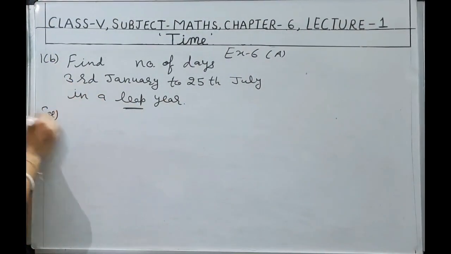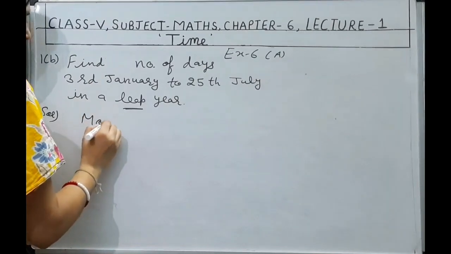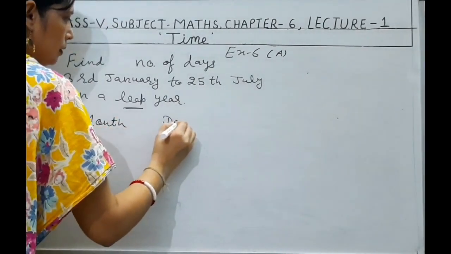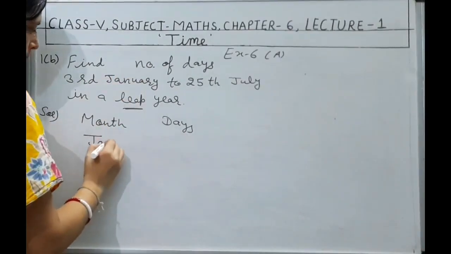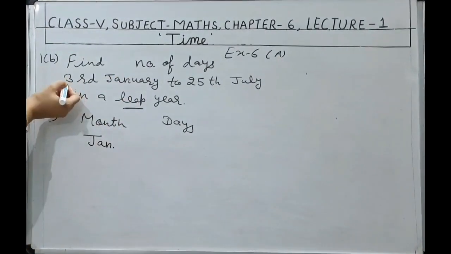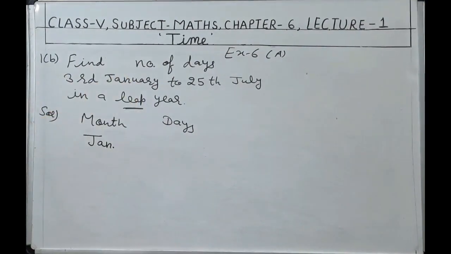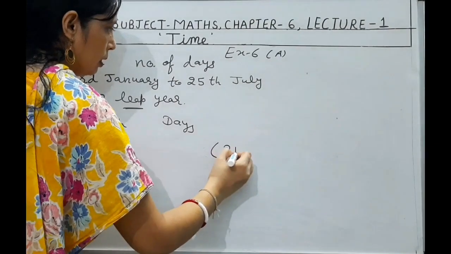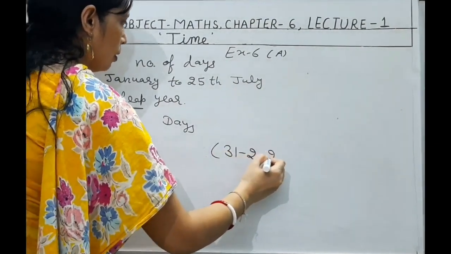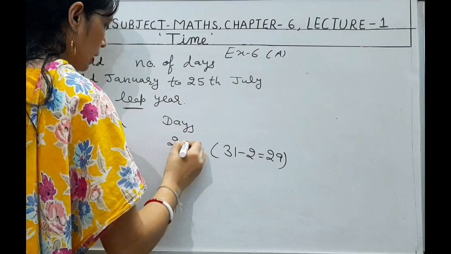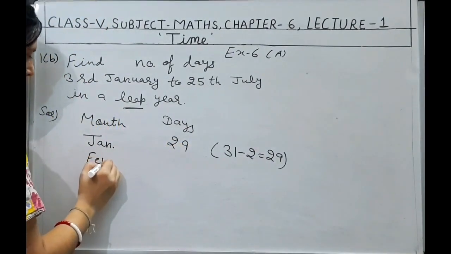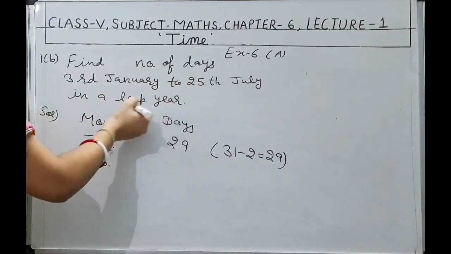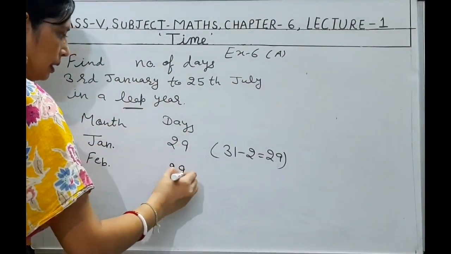Keep this thing in your mind. Month, days. First of all, we will take January month. From 3rd January, so we will leave 1st and 2nd January, 2 days we will leave. In January there are 31 days, so days left are 29. And February, as it is a leap year, February month has 29 days.